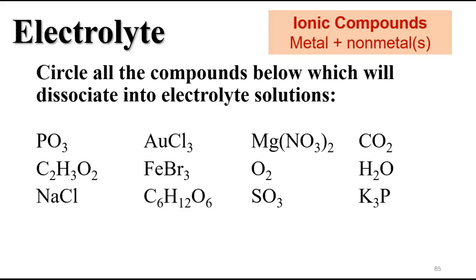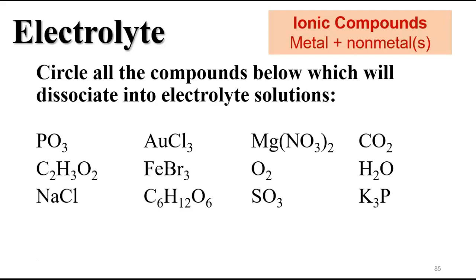Here's our last little slide. I want you to find the 5. There are 5 of them. Find the 5 compounds below, which will dissociate into electrolyte solutions. What you're looking for, and up at the top I have a hint, is something that's ionic. You want to find the 5 ionic compounds, which means there has to be a metal and at least one other nonmetal. Pause it, find all 5.